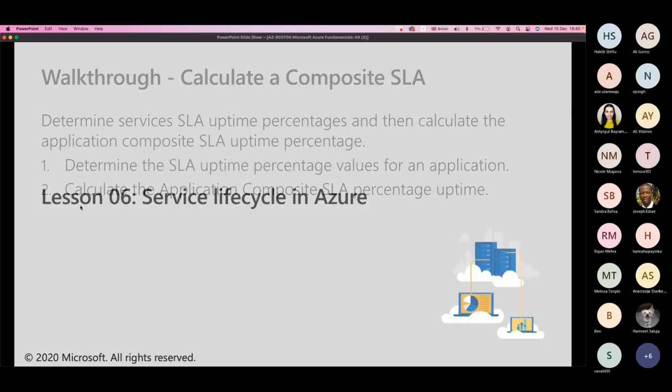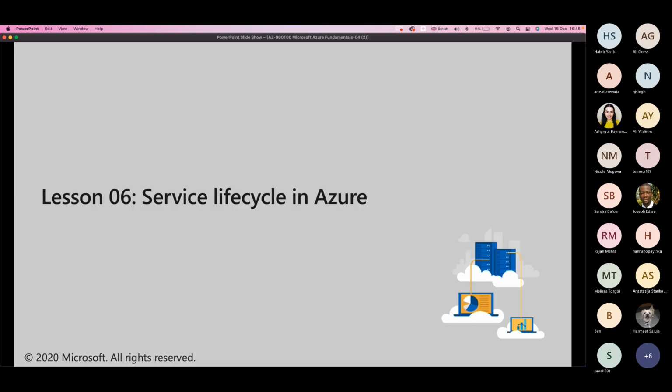Lastly, we are going to talk about the service life cycle in Azure.